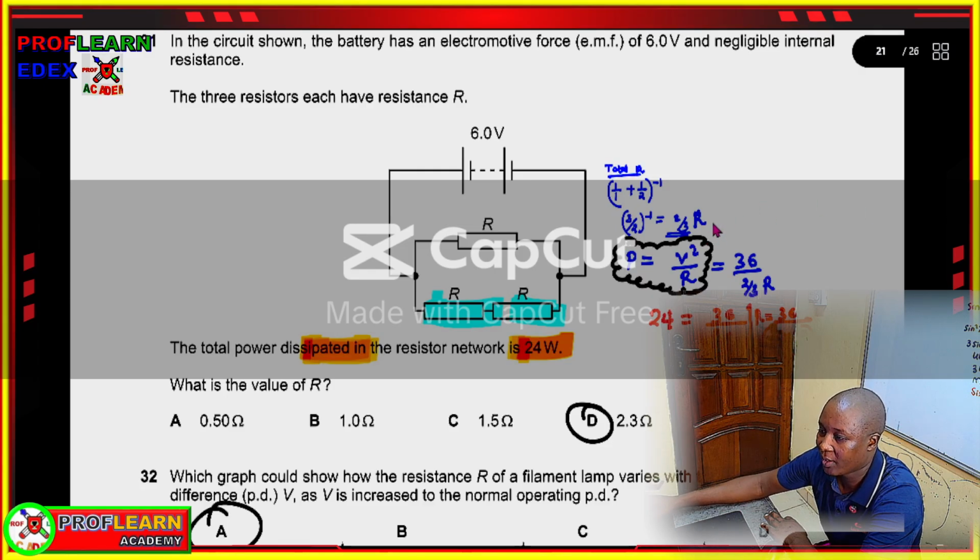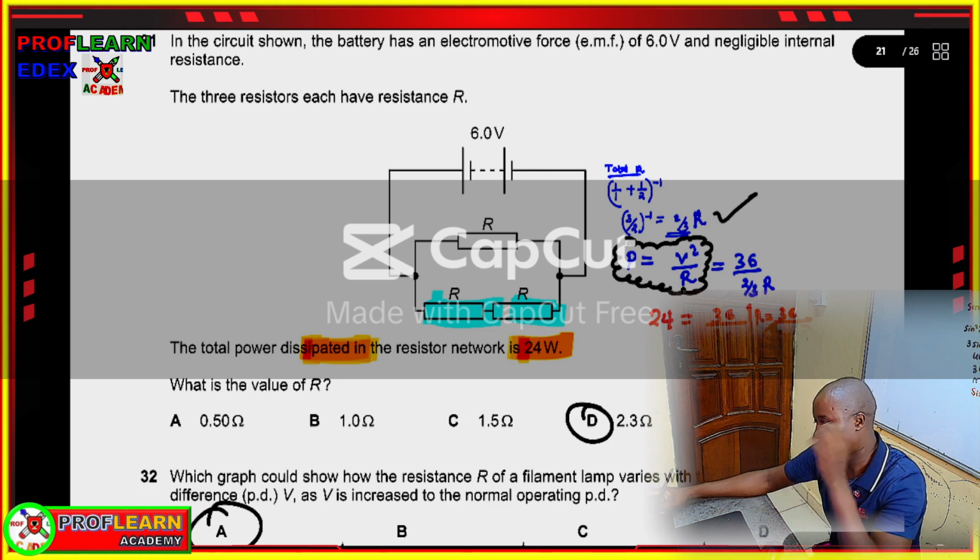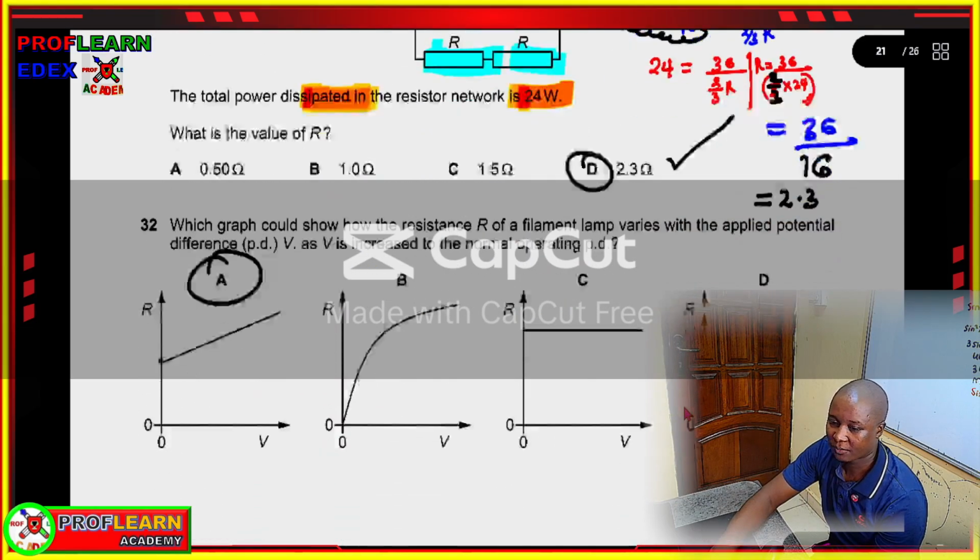Our final answer here becomes 2 over 3R. But we know power is V squared over R. In this case V is 6, so 6 squared will be 36 over the resistance that we have gotten, and if you work it out you are going to get your answer equivalent to 2.3 ohms as the resistance of that.